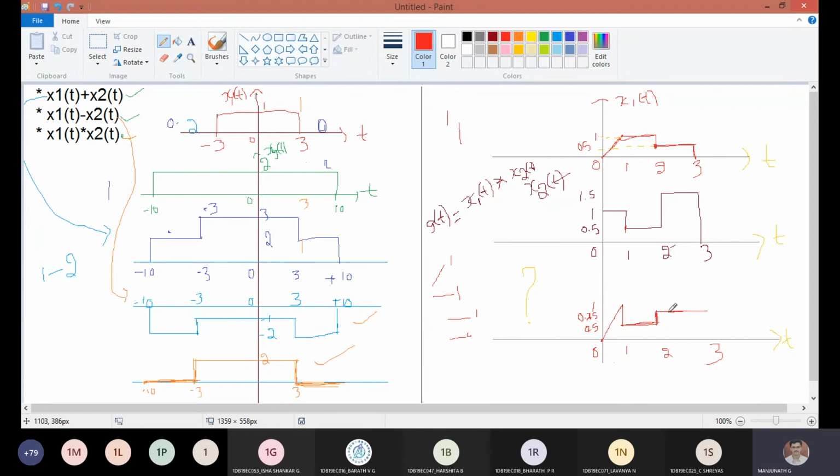Okay, now next at 3. At 3, what is there? It decreases. Here what is there? Both are 0. Here it is reaching the 0th level, here also reaching the 0th level. So 0 into 0 becomes 0. So at 3 it is going to stay at 0.